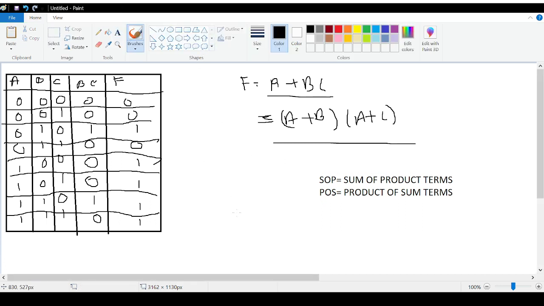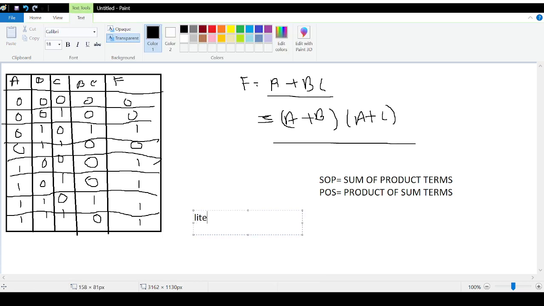Now I'm going to discuss some terms. A literal means a single letter, a single variable. Like this equation has three literals, A, B, C. Literals are single variables. Terms are when literals are together. The literals can be together by ANDing them or by ORing them. So terms can be of two types: product terms or sum terms.